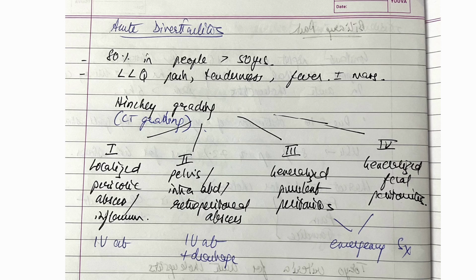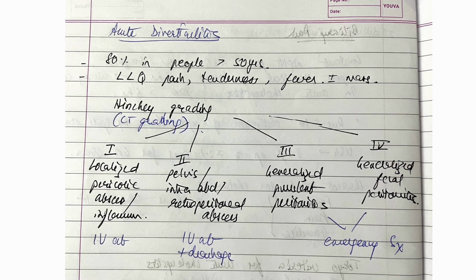2, there is a pelvic or intra-abdominal or retroperitoneal abscess, and this needs drainage plus antibiotics. Hinchey grade 3 is generalized purulent peritonitis, and 4 is generalized feculent peritonitis, and both of these need emergency surgery.